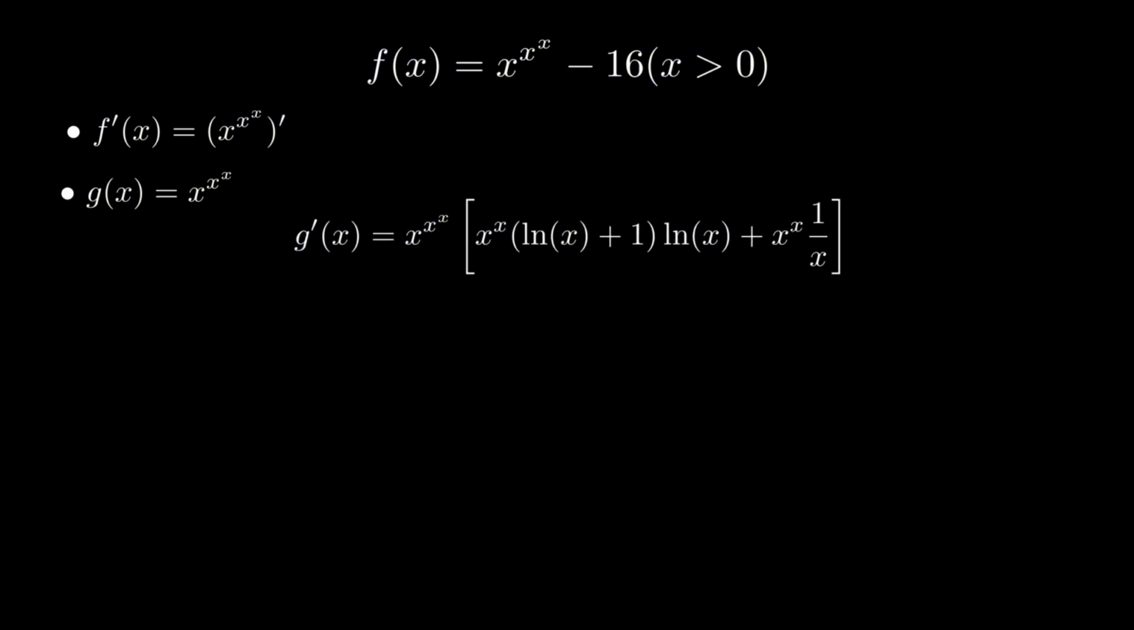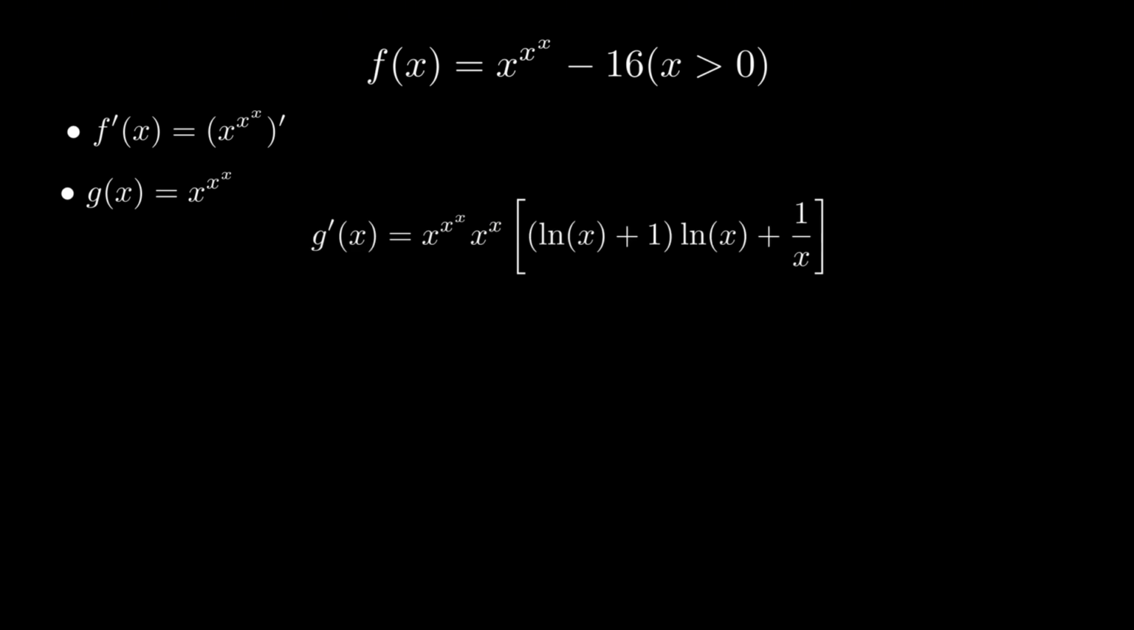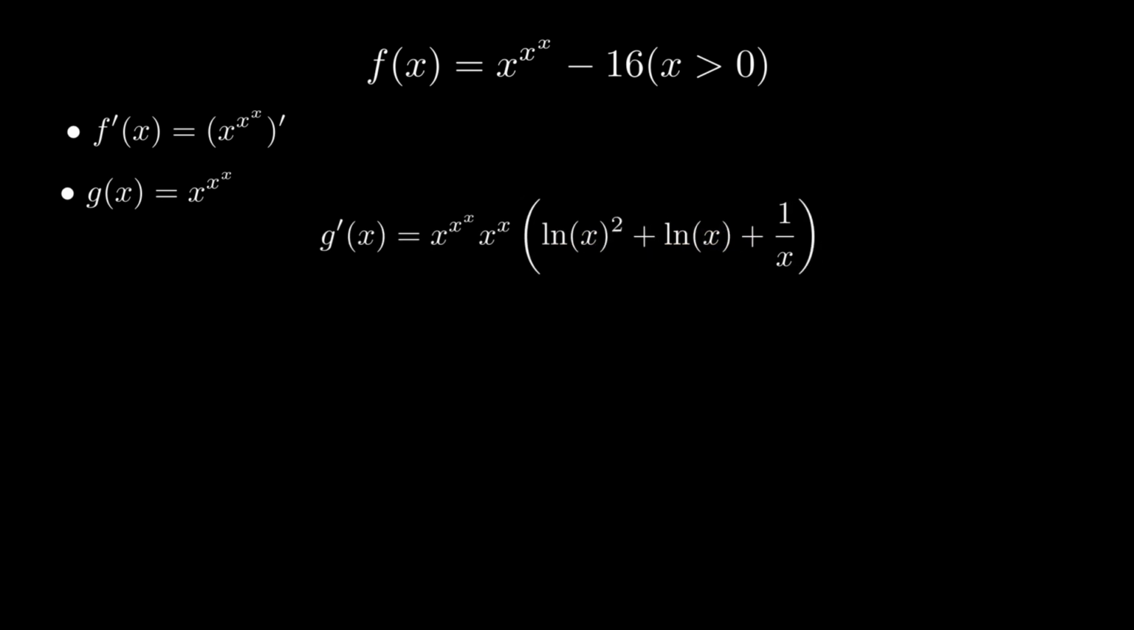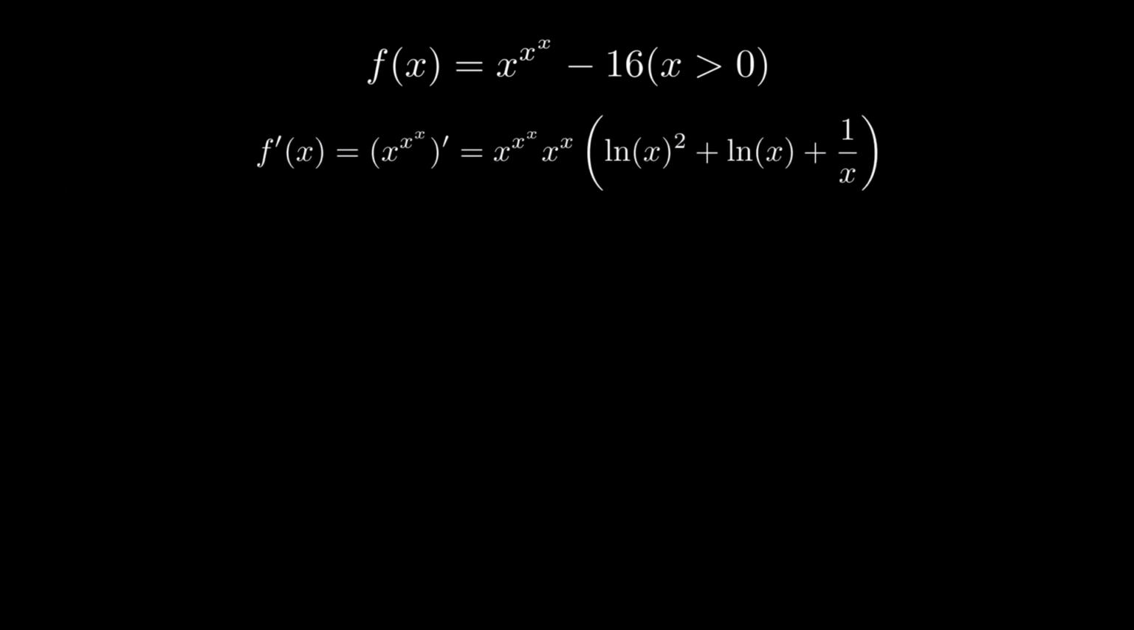Substituting the derivative of x to the power of x into our formula for g prime of x, we have this expression. Taking x to the power of x as a common factor and bringing it outside, we simplify the expression to this form. Expanding the terms inside the brackets and simplifying, we arrive at the final form of the derivative. Therefore, we have calculated that f prime of x is equal to the derivative of x to the power of x to the power of x, which simplifies to this elegant result.